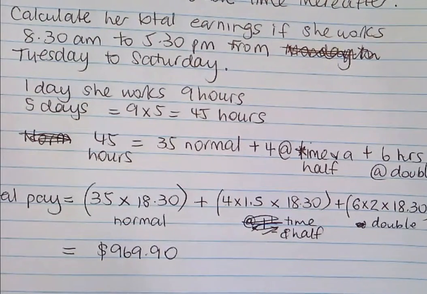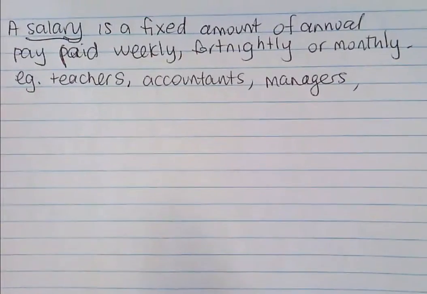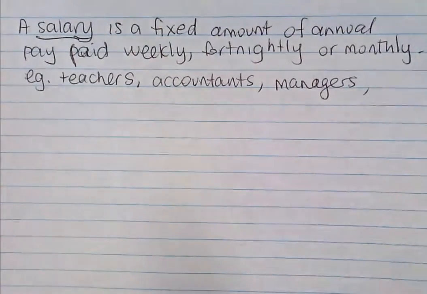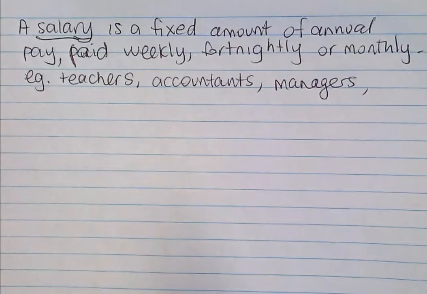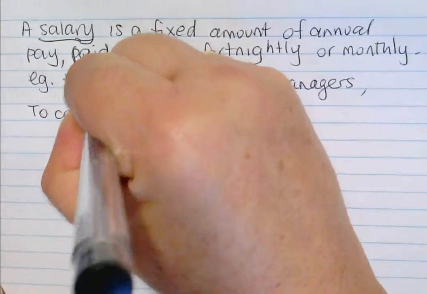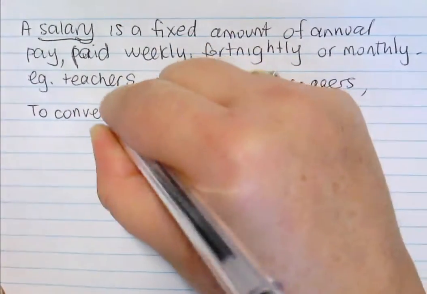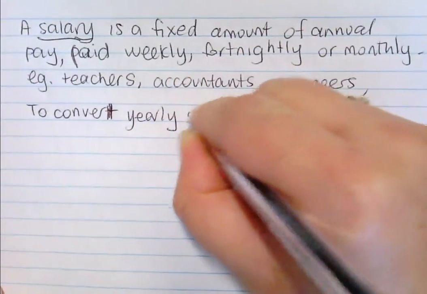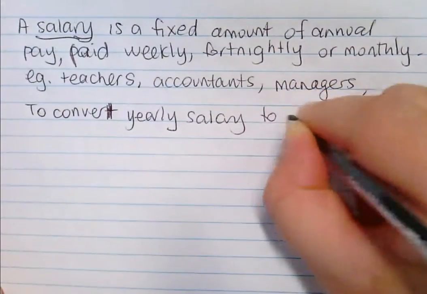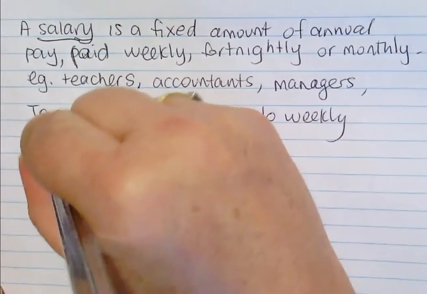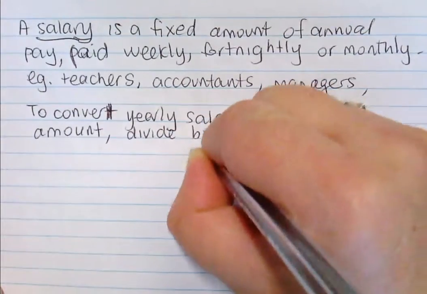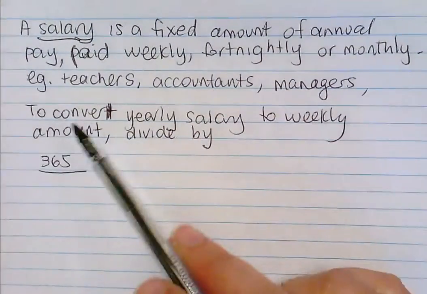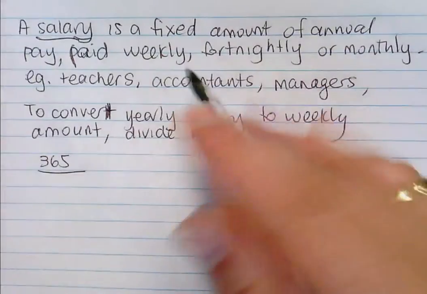She worked 45 hours. A salary is a fixed amount of annual pay. Now, that annual pay, girls, is either paid weekly, fortnightly, or monthly. Okay, to convert a yearly salary to a weekly amount, divide by... I'm just leaving that blank.